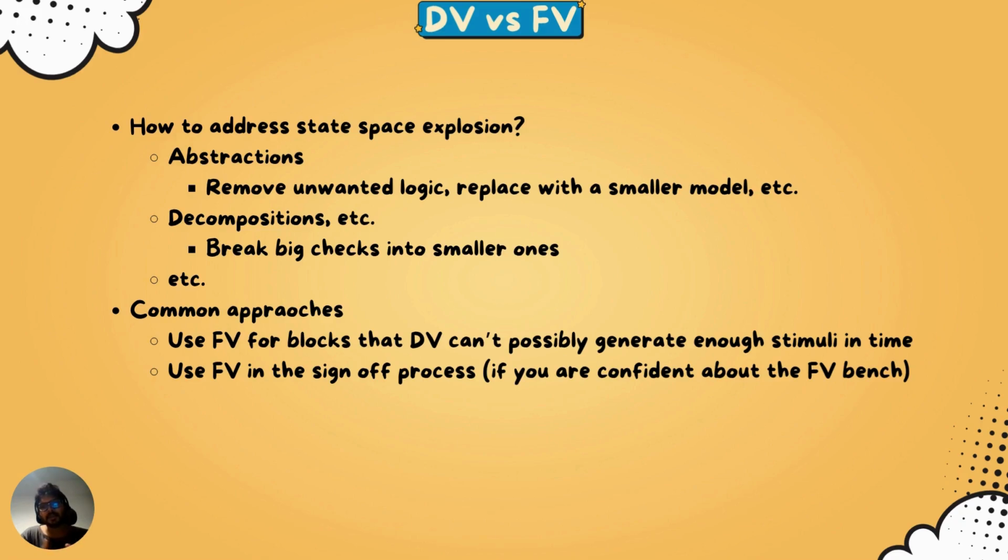So in the industry, here are the common approaches to integrate FV. You can use FV on blocks where DV can't possibly generate enough meaningful test cases in time, or you can use FV for even the final sign-off process, which is the process to give guarantees for the design that there are no bugs, or that you have done enough tests so that you can proceed with enough confidence to tape out the chip. You can use FV in that process as well if you're confident about the formal bench.